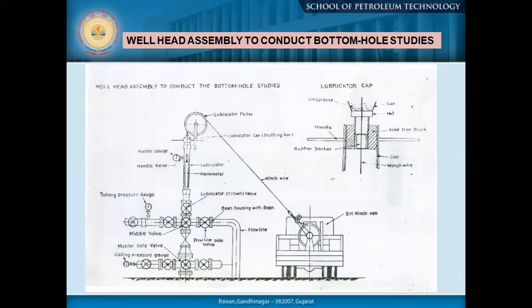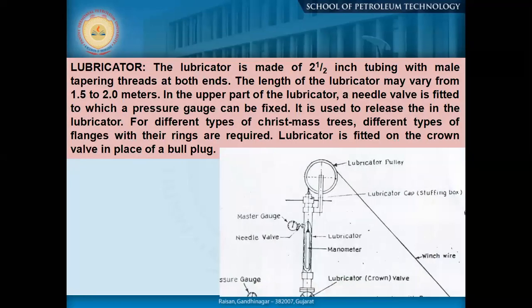And that is actually controlling all of your pressure. I'll come one by one. So we are fixing it like this. The lubricator is made of 2.5 inch tubing with a male tapering thread at both ends. The length of the lubricator may vary from 1.5 to 2 meter. In the upper part of the lubricator, a needle valve is fitted to which a pressure gauge is fixed. You can see here a pressure gauge, needle valve, and a master gauge. So the lubricator is the whole length.